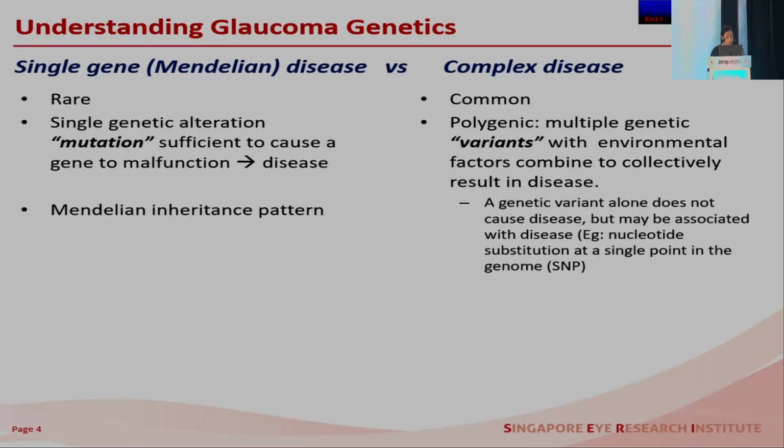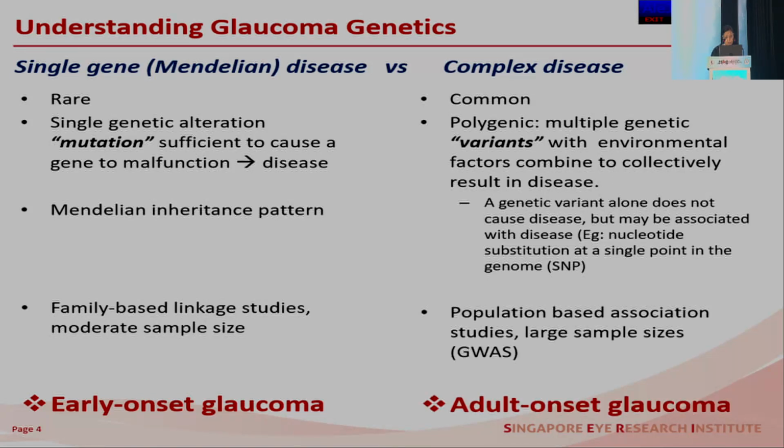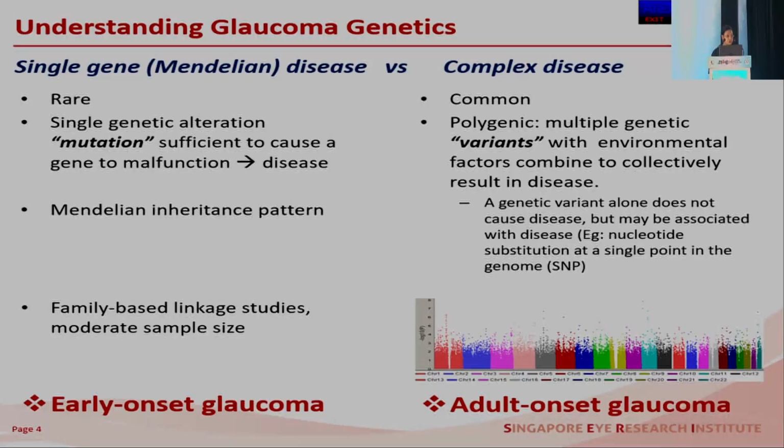Early onset glaucoma follows the Mendelian inheritance pattern, and genes for them are identified from family-based linkage studies. Adult onset glaucoma, on the other hand, is a common disease, and the genes for them are mainly identified through large-scale genome-wide association studies.